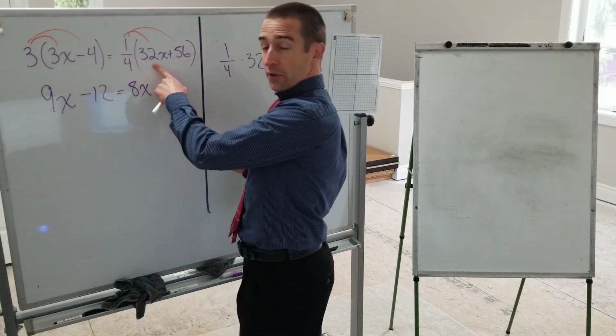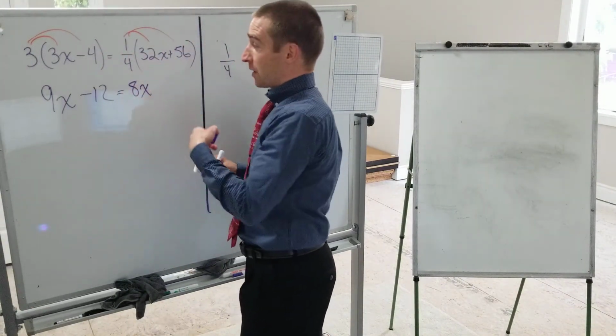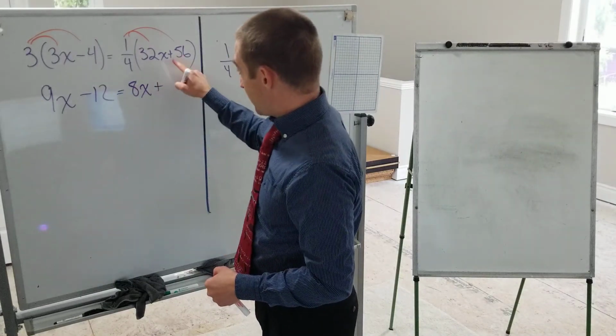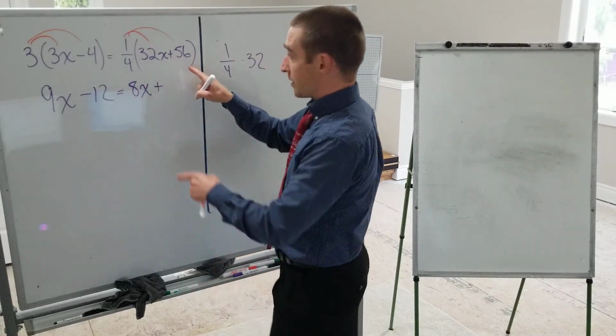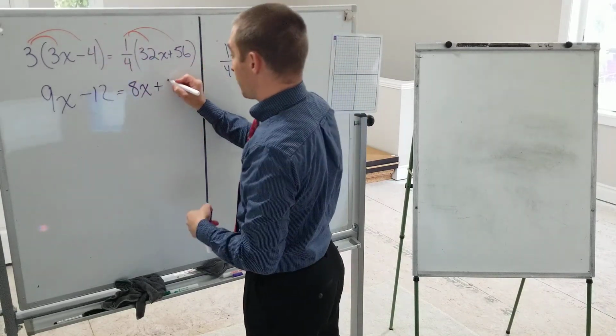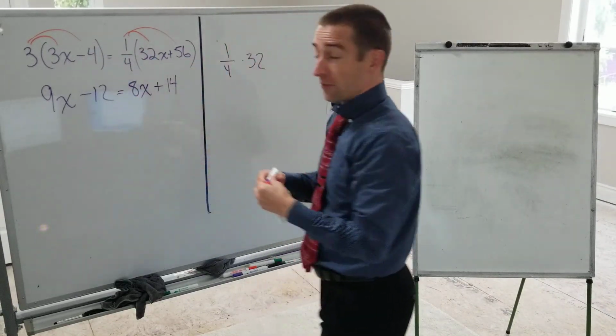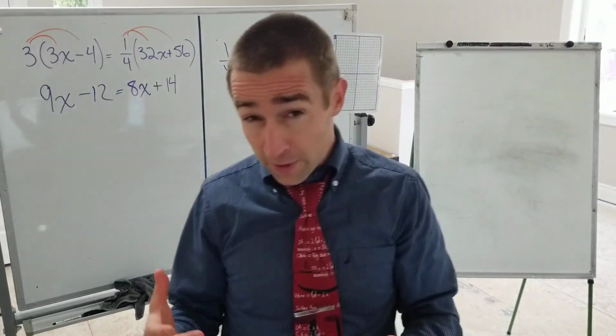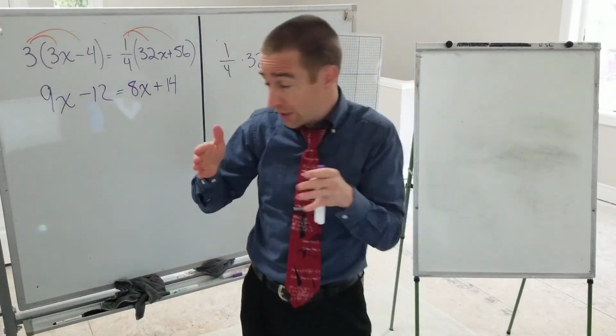Right, so I have 1/4 times 32x. And then here I'm going to go plus, because there's addition there. And once again, I'm going to go 56 times 1 is 56. 56 divided by 4 is 14. All right, so I've gotten rid of the parentheses. In other words, I've simplified both sides of the equation.